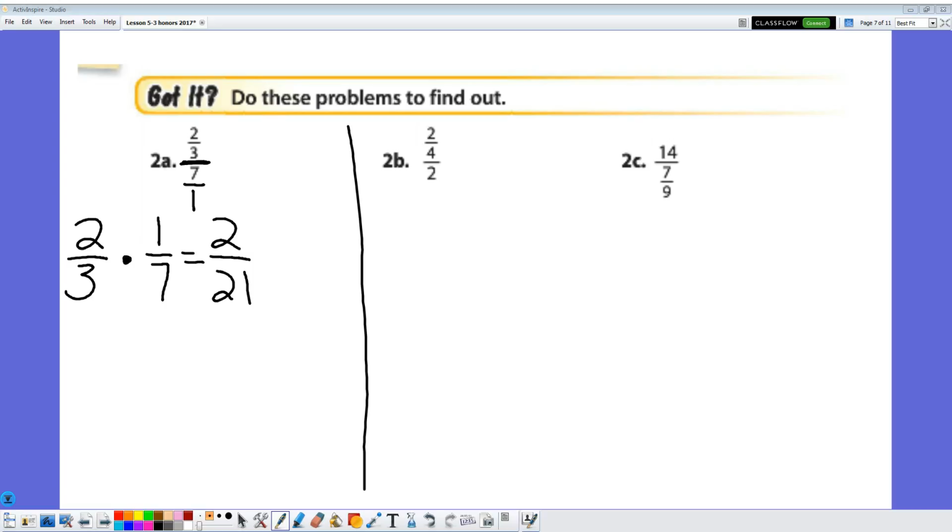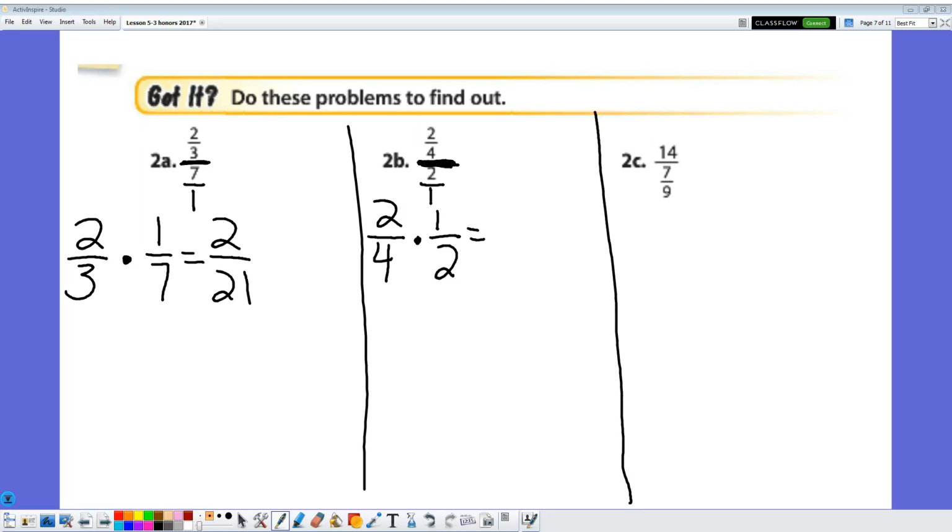Okay, if I look at 2b, again, I'm looking for the larger fraction bar, which happens to be this one right here. So that means 2/4 stays together. And I make 2 a fraction by calling it 2/1. And I need the reciprocal of 2/1, which is 1/2. So you could cross cancel at this point, or you could multiply and then cross cancel. So 2 times 1 would be 2. 4 times 2 is 8. My greatest common factor would be 2. So I get 1/4.